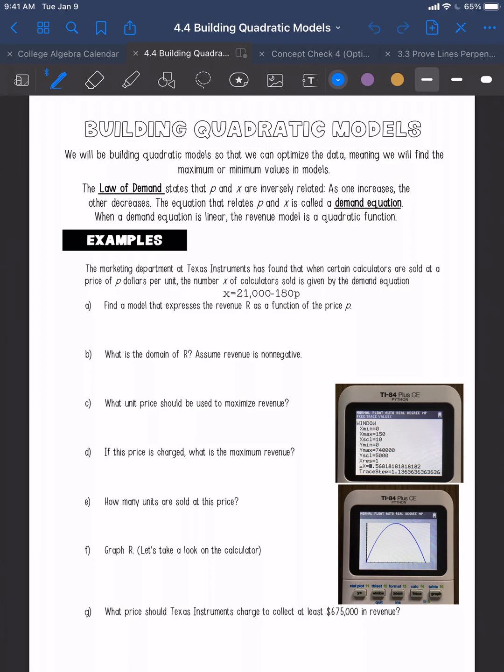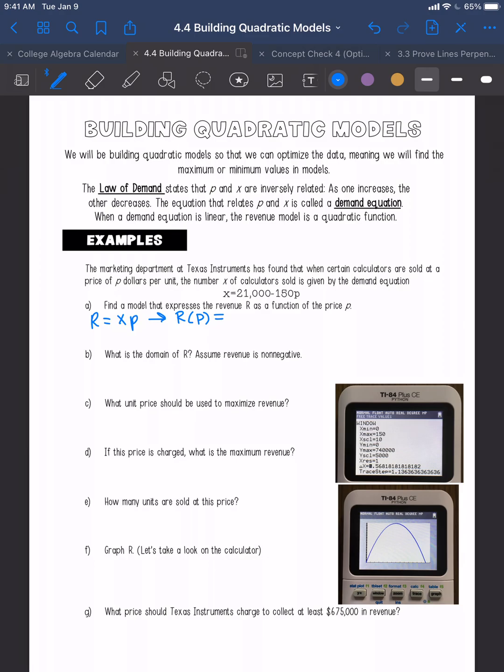The marketing department at Texas Instruments has found that when certain calculators are sold at a price of P dollars per unit, the number X of calculators sold is given by that demand equation, X equals 21,000 minus 150P. So in part A, we're asked to find a model that expresses the revenue R as a function of the price P. Well, the revenue is equal to how many we sell times the price that we sell them at. So we're selling X calculators at price P. We have our demand equation, X is 21,000 minus 150P, so we can substitute that in.